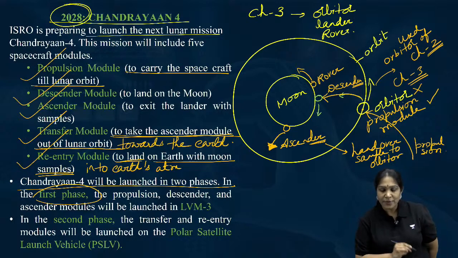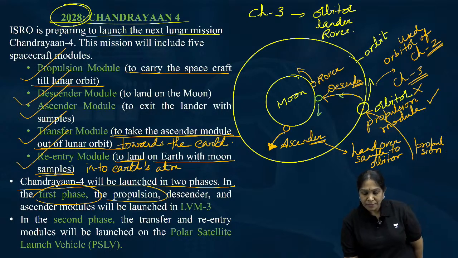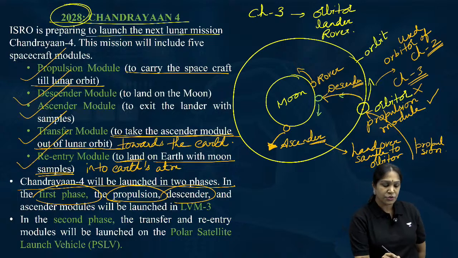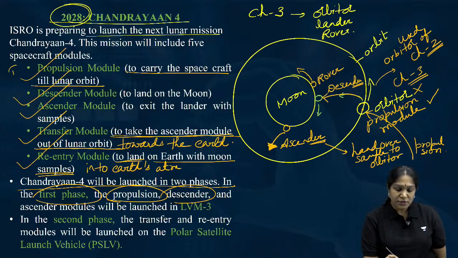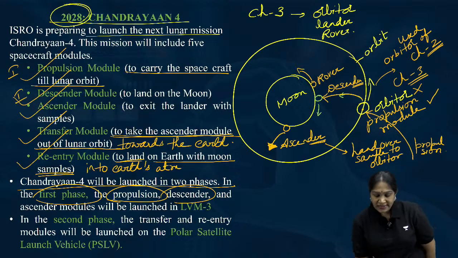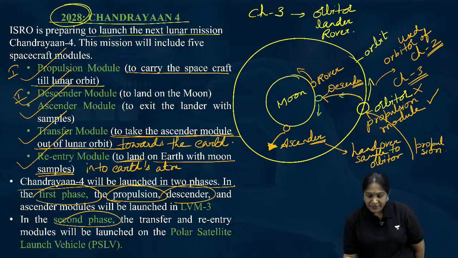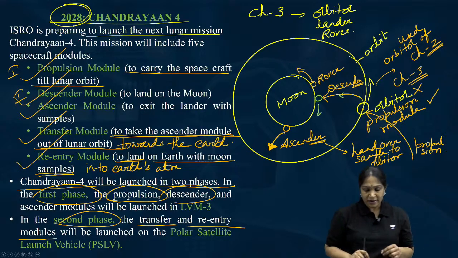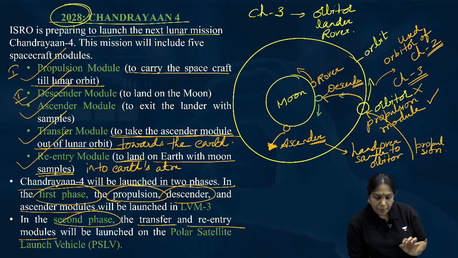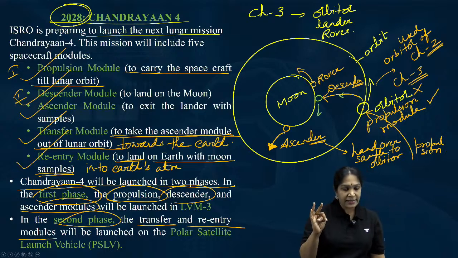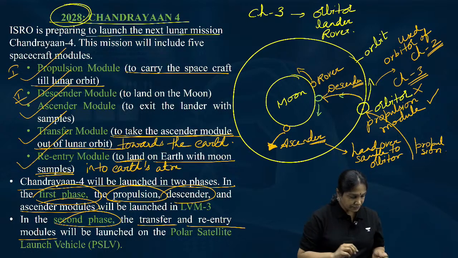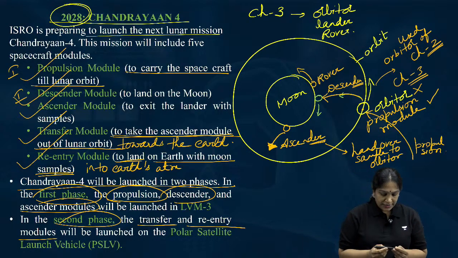The first phase will carry the propulsion module and descender, these 2. Okay, phase 1 is these 2. And the second phase will carry the transfer and re-entry modules. Is it clear? Phase 1 will carry propulsion, descender, ascender. Okay. Let us check this clearly.